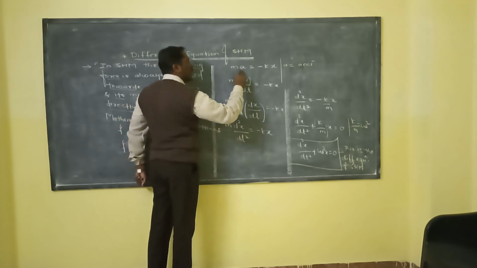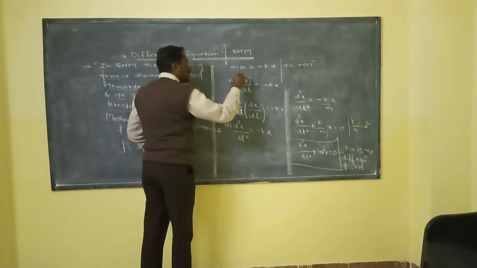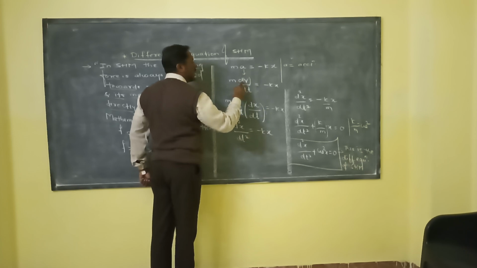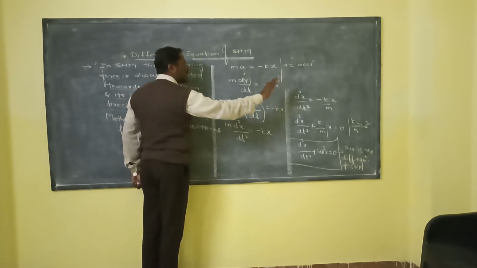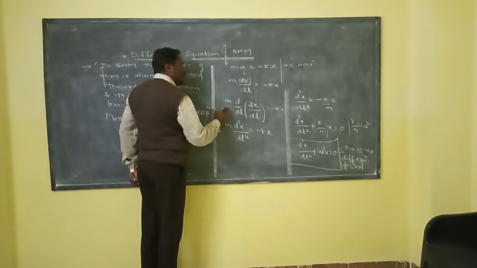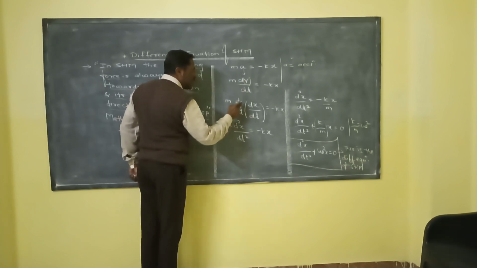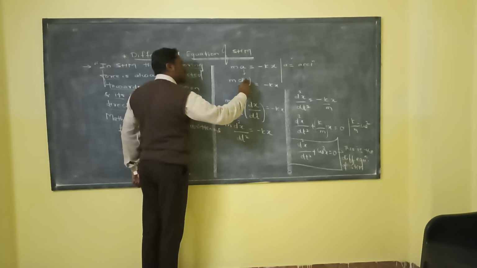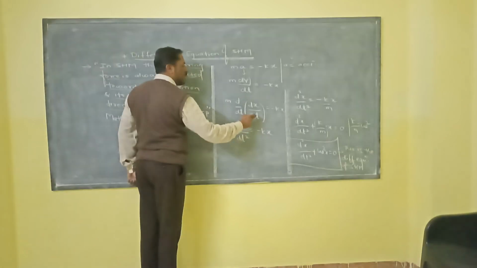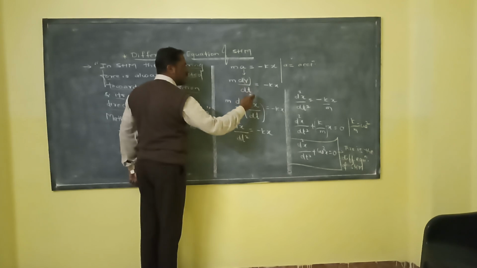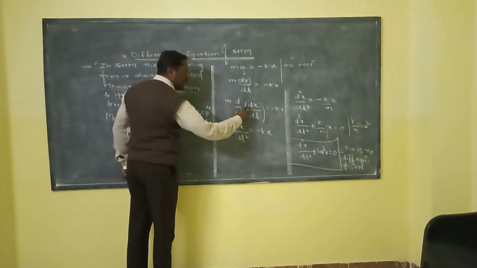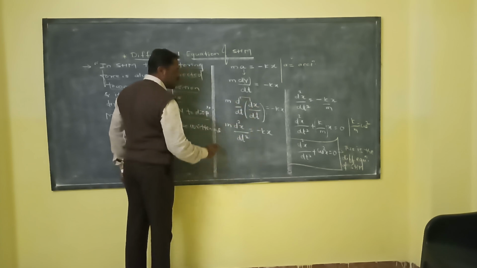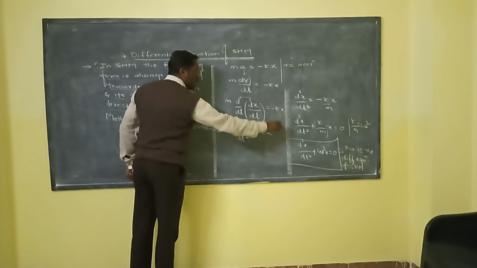This m is as it is. What do we understand by this acceleration? A is the acceleration, and acceleration is defined as change in velocity upon time, that is dv by dt, is equal to minus kx as it is. Again m as it is, and we focus on d by dt of v. V is the velocity, and velocity is change in displacement upon time. Minus kx as it is, and m as it is. It becomes d square x by dt square, so m into d square x by dt square is equal to minus kx.